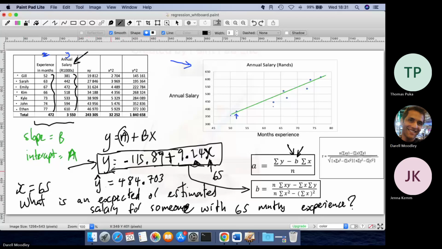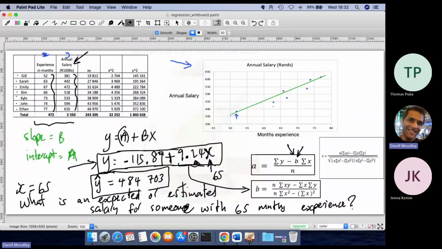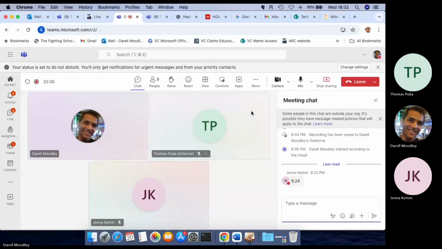So for this person with 65 months of experience, we need to multiply this number by 1,000. So the actual annual salary for this person, if you multiply by 1,000, is 484,703 rands. That's the final answer. Does that make sense, everyone? This is how you use the equation to make estimates.